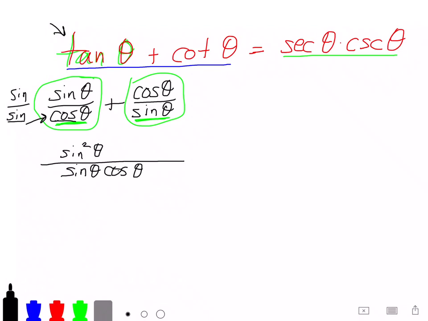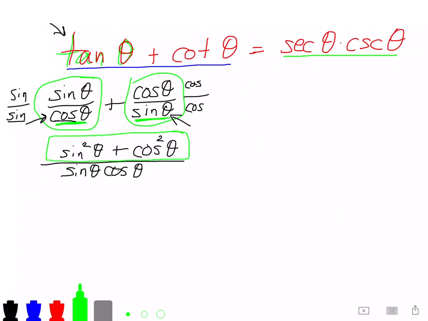Over on the right hand side, I have sine of theta on the bottom, but I don't have cosine, so I'm going to multiply by cosine over cosine to get that. Now I have the common denominator sine of theta times cosine theta. On the top I have plus cosine squared theta, which is pretty nice because you'll recognize this guy as that Pythagorean identity, which is equal to 1.